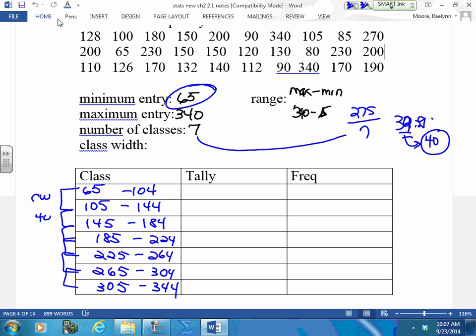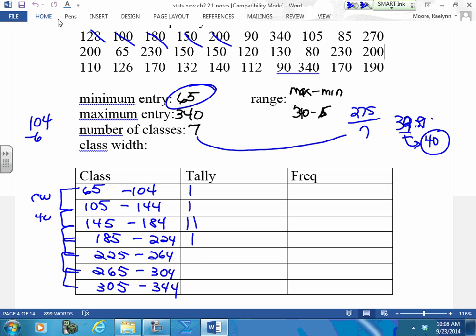The tally, you do the exact same way you always did. 128, you find where 128 fits in. 100, find where 100 fits in. You tally all the way down. 180, 150. Everybody with me? 200. Remember doing this part? Why is it 104 and not 105? Why would it go straight to 100? It's the number before 105. You actually, watch this.